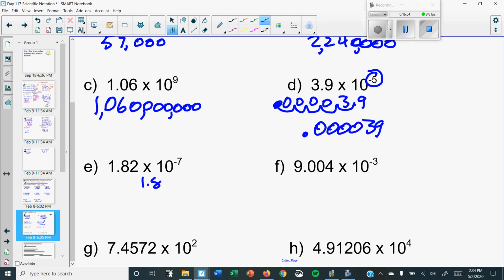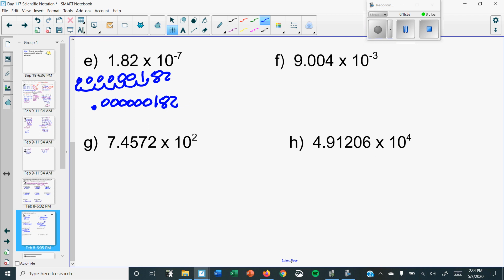Okay, 1.82, swoop it 7 times to the left. 1, 2, 3, 4, 5, 6, 7. I did not leave myself a lot of room. Okay, so 1, 2, 3, 4, 5, 6, 1, 8, 2. So this is not a hard topic by any means, at least this part.